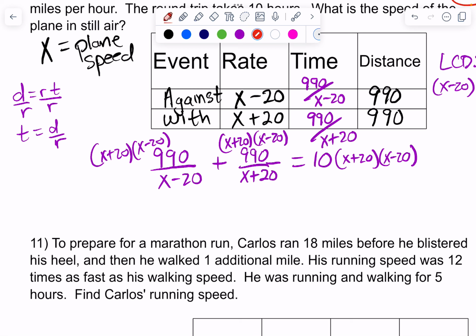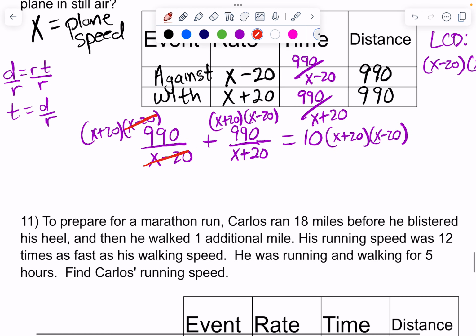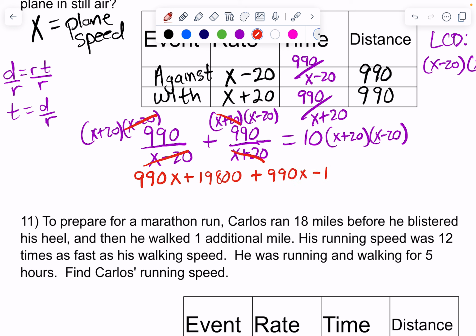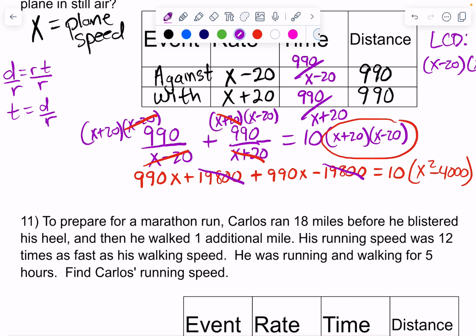Okay, over here on the left, the x minus 20s cancel. When I distribute 990, I am going to get 990x plus 19,800, plus the x plus 20s cancel here. So I've got 990x minus 19,800. And that's going to equal 10 times, this is a difference of squares, which will turn out to be x squared minus 4,000. Okay. The negative 19,800 cancels out with a positive 19,800.